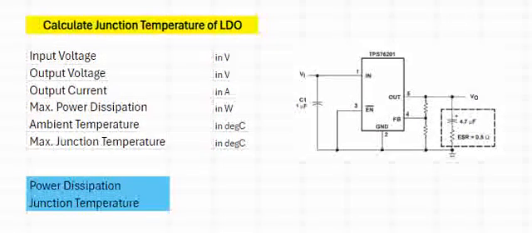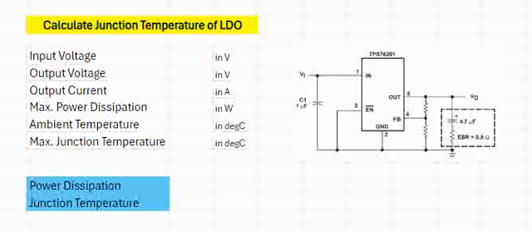Hello all, we use linear dropout regulators in our circuits, right? So, the linear dropout regulator belongs to the family of linear regulators. A linear regulator, when compared to a switching regulator, has high power dissipation, which is the major disadvantage, but it has low noise. That's the advantage, right?